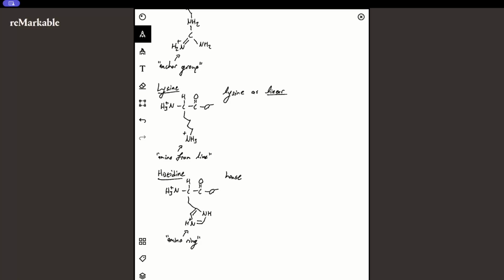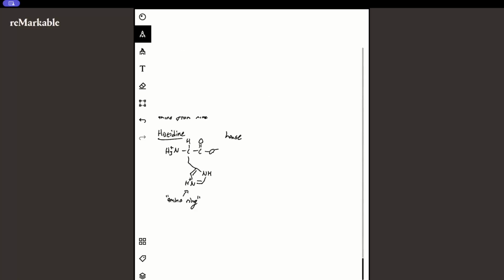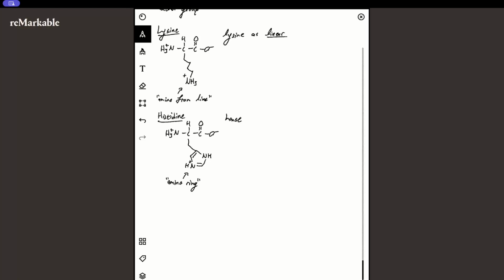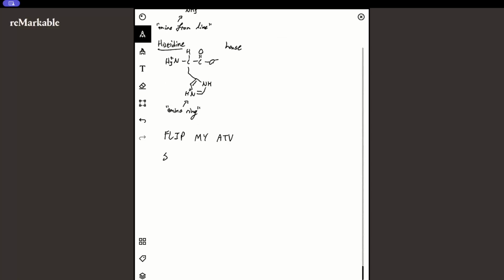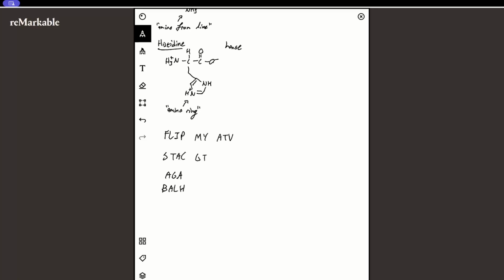And that is all the amino acids. For an overview, we have nonpolar was flip my ATV. Memorize what that stands for. For uncharged polar, we have stack GT. Memorize what that means. For acids, we have AGA. And for bases, we have BALL with an H. Memorize those acronyms, memorize what they stand for, what they mean, and I can assure you that that will help you towards any upcoming tests or work that you will have regarding these amino acids. Good luck.